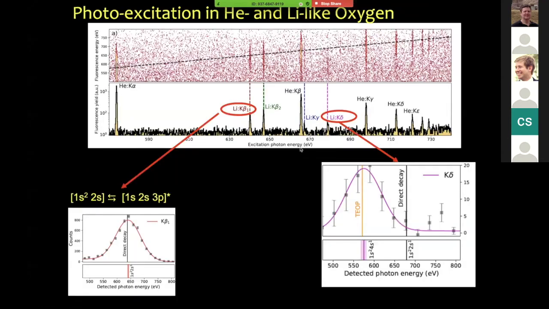The very last topic, I would quickly go through it. We also did some photo excitation measurements in helium-like and lithium-like oxygen. What you can see here is that we photo excite, and we can measure the excitation energy in helium-like oxygen, K alpha, K beta, K gamma, K delta, and so on, up to the series limit. And we can see again the same thing in the K beta 1 lithium-like.